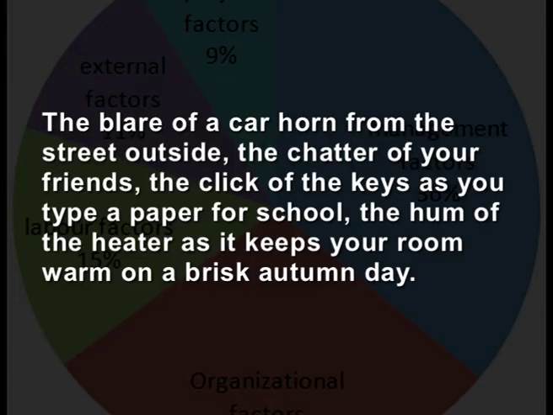Selective attention. At any given moment, we are subjected to a constant barrage of sensory information. The blare of a car horn from the street outside, the chatter of your friend, the click of the keys as you type a paper for school, the hum of the heater as it keeps your room warm on a brisk autumn day. But in most cases, we do not pay attention to each and every one of these sensory experiences. Instead, we center our attention on certain important elements of our environment while other things blend into the background or pass us by completely unnoticed.